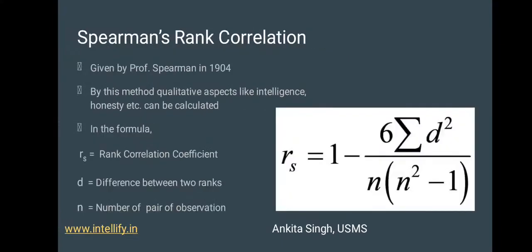Spearman's rank correlation. It is given by Prof. Spearman in 1904. When there is qualitative data like intelligence or honesty, it is calculated by Spearman's rank correlation because we can't measure it. We can give the ranks and then apply Spearman's rank correlation. I have given the formula and I am explaining the terms. R is the rank correlation coefficient, D is the difference between two ranks, and N is the number of pairs of observations.